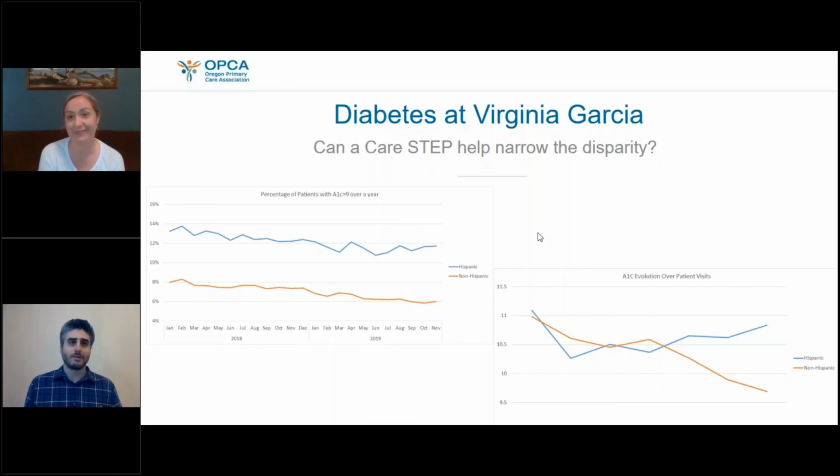So that's what excites me about CareSteps. It's not only a menu of access options and everything else we talked about. It's really a tool to help you address disparities within the populations you're serving yourself.